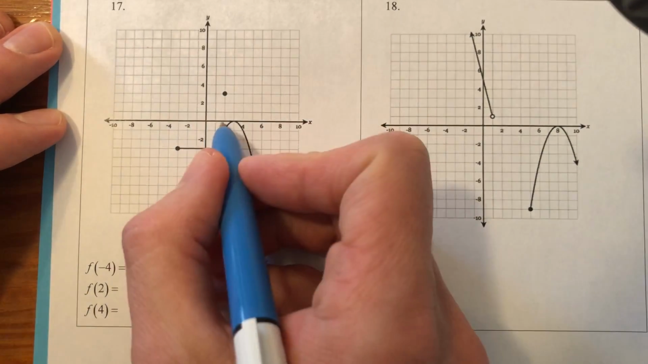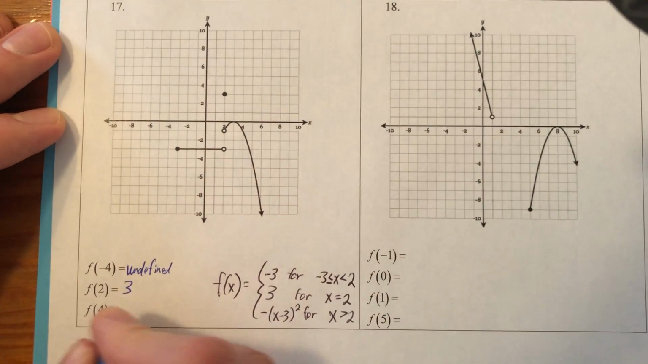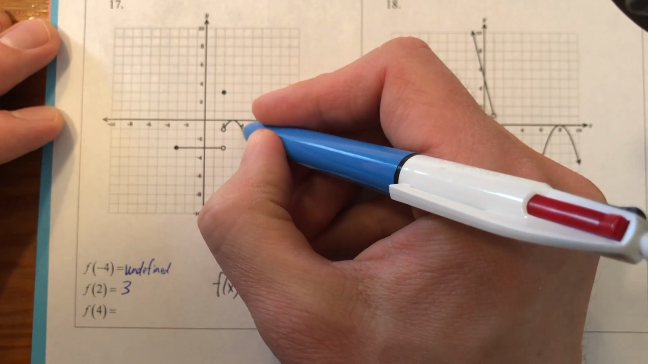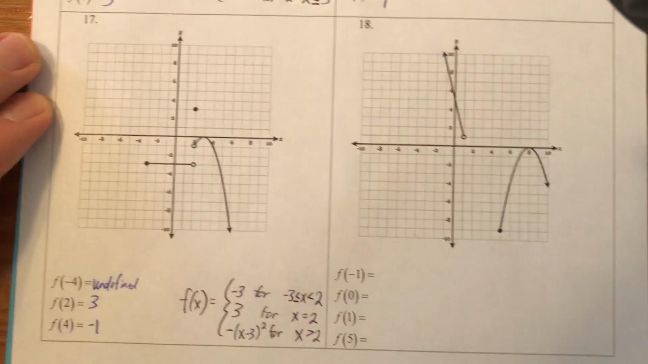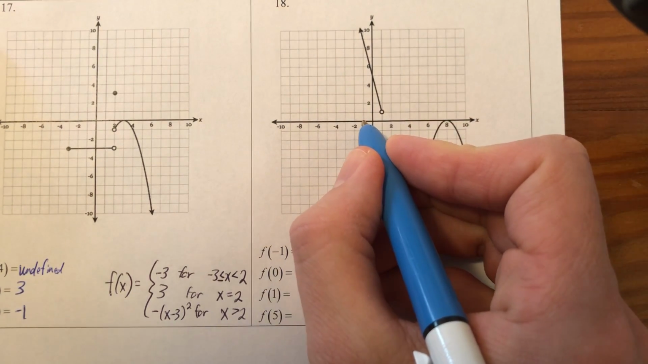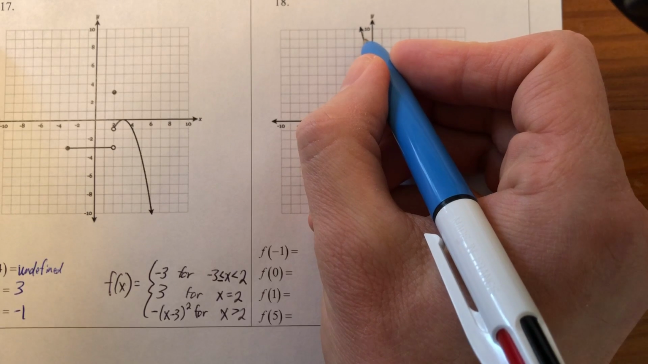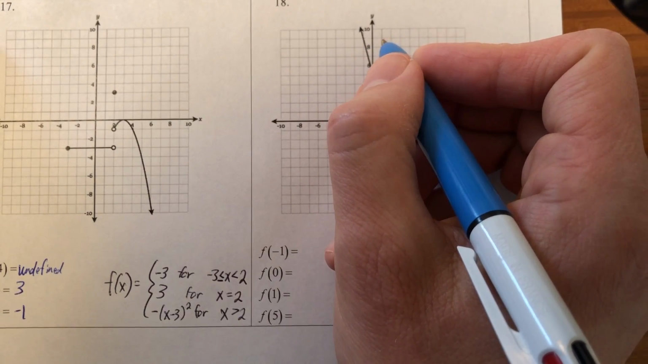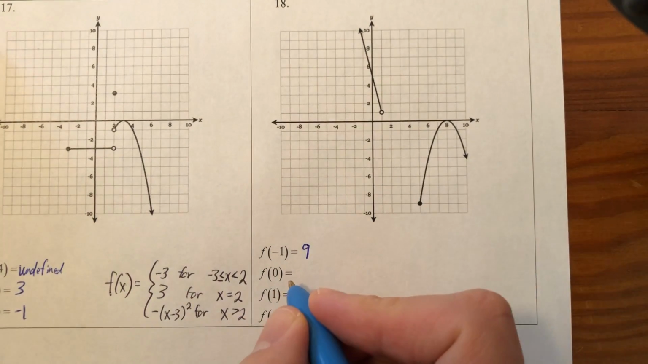Okay, f of 2. We go over to 2. We go to the closed circle, which would be at 3. F of 4. 1, 2, 3, 4. And we will go till we hit the function, and we go down 1. Whoops, move the paper. Down 1. All right, one more problem in this section. F of -1. We go back 1. We're going to go up till we hit the function. We hit the function right about 9, it looks like. I think it's right at 9.